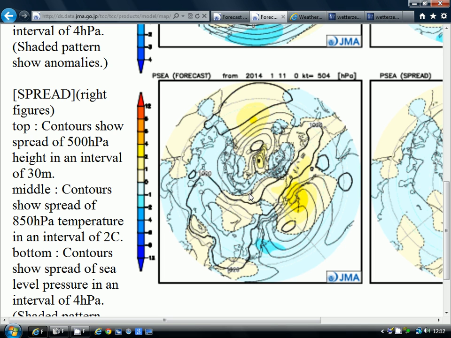Now, just have a look at the JMA 3 monthly updates. That was the 1 monthly update from the Japanese model. What you're looking at here is the 3 monthly update from the JMA model. It has updated just recently as well.